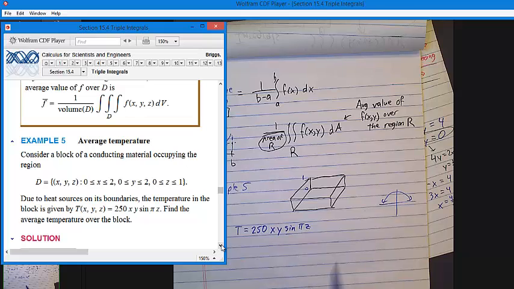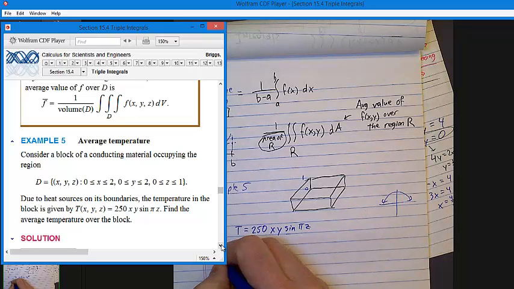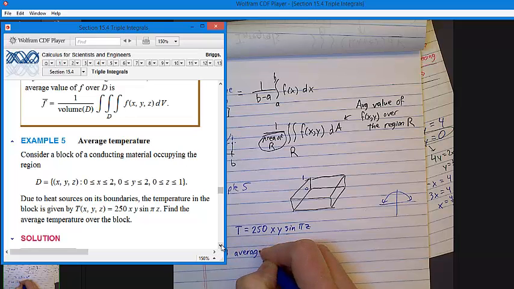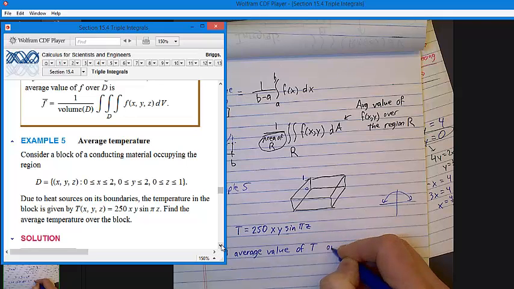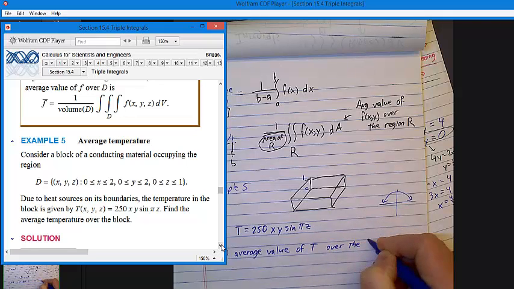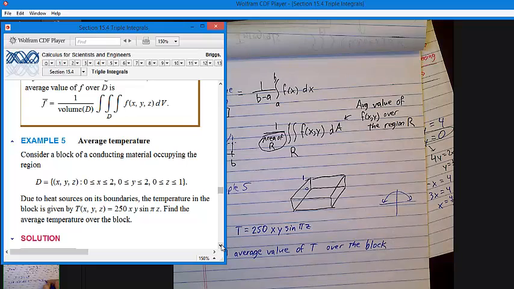So maybe there's somehow heat inside, right? Maybe this is not totally unreasonable, but I do think this is designed by a mathematician rather than a physicist. I really do. Sometimes you can tell. Anyways, it says find the average temperature of T over the block. I just thought this would be a little more interesting than just doing a random triple integral.